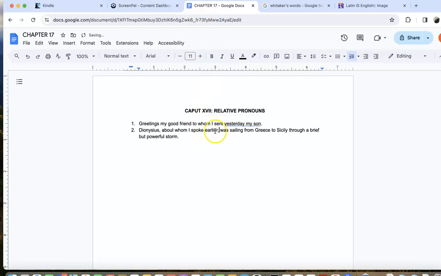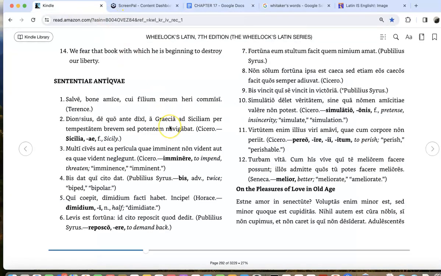Once again, I'm trying to keep it literal. In a more polished translation you might have to change things, but we're not publishing this with Harvard University Press, so we don't need to be too dogmatic about our translations. The important thing is to understand what we're doing. So we have Dionysus, about whom I spoke earlier, was sailing from Greece to Sicily through a brief but powerful storm. Once again, it's always possible to change the elements for stylistic reasons, but we're focusing on Latin and Latin grammar.